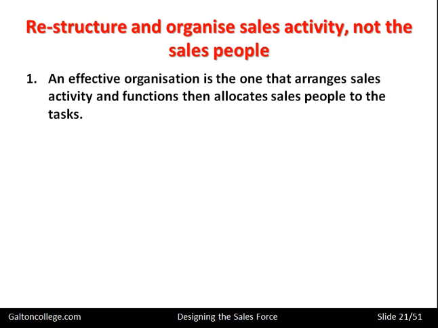The effectiveness of the organization is gauged by its ability to allocate its salespeople to the tasks effectively. Having got a sales team together, perhaps a good team of people, the sales manager must deploy them in a way which makes sense. It's logical and it's efficient. And the sales team will understand their roles and understand the logic of what they're doing.